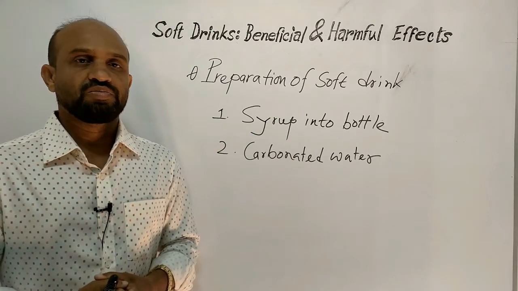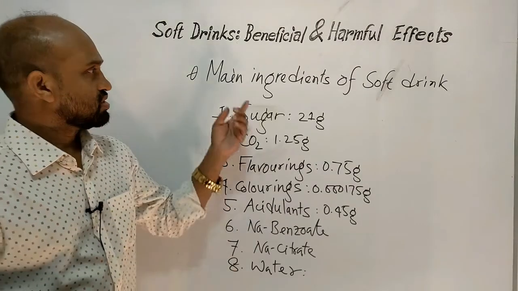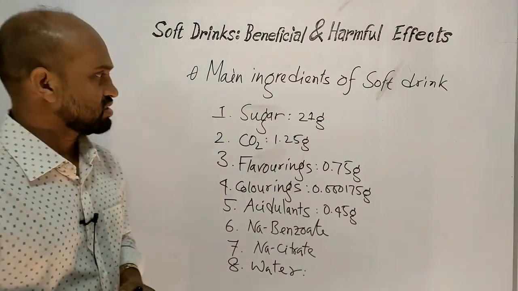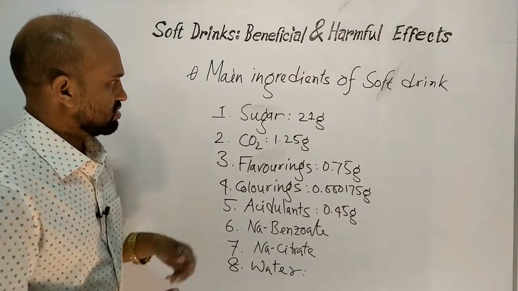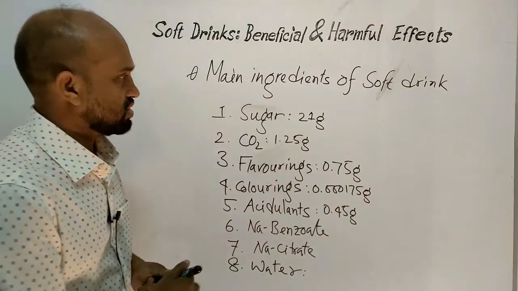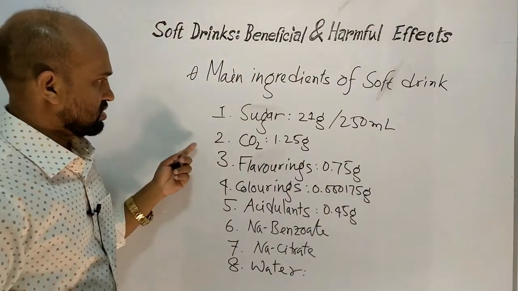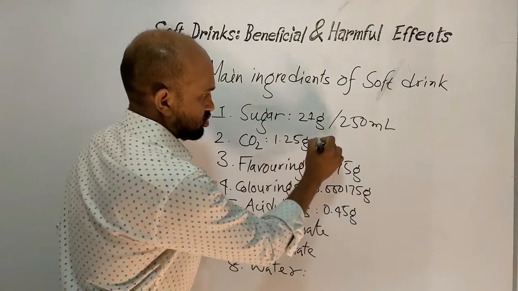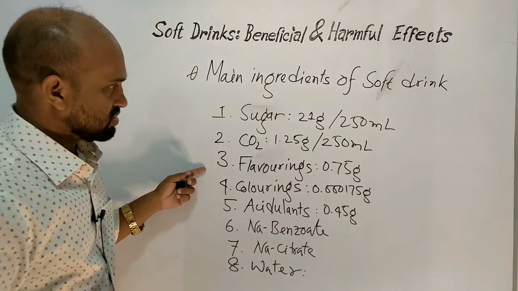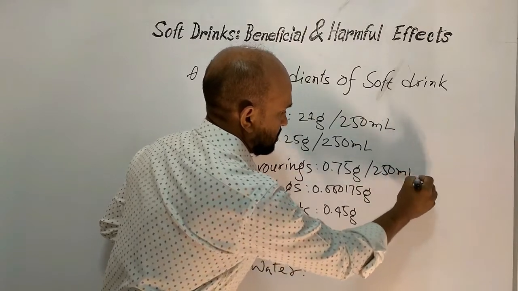Now let's see the main ingredients of soft drink. The main ingredients are, first of all, sugar, 21 gram in 250 milliliter soft drink. Carbon dioxide, 1.25 gram in 250 milliliter. Flavorings, 0.75 gram in 250 milliliter.